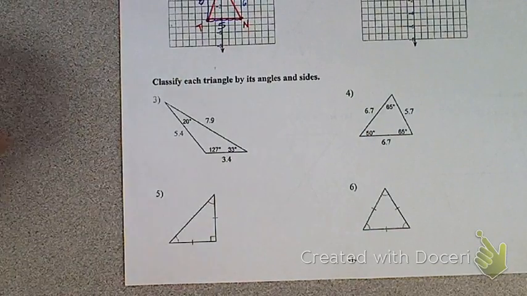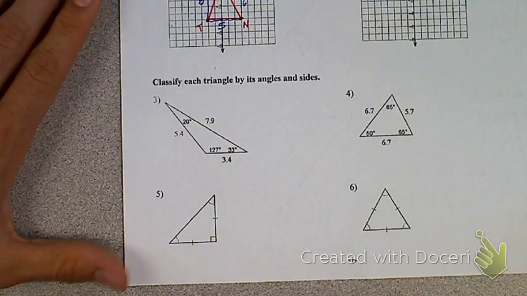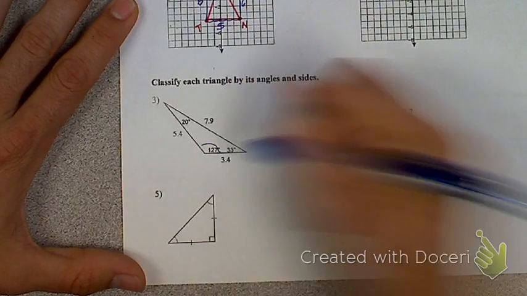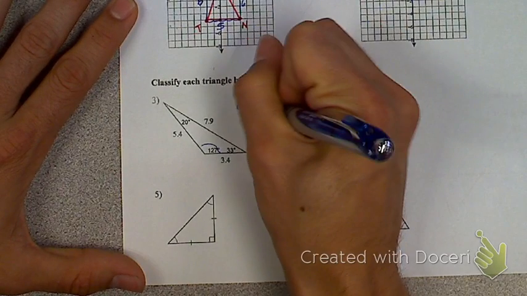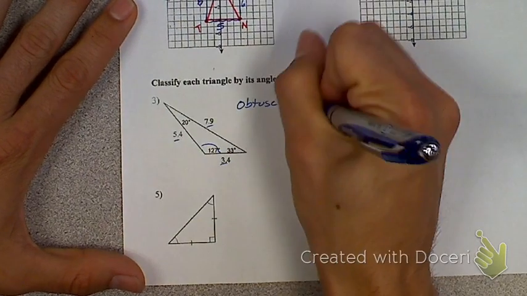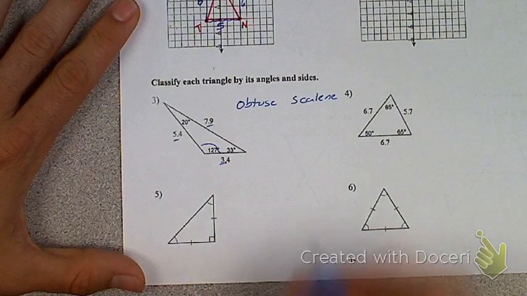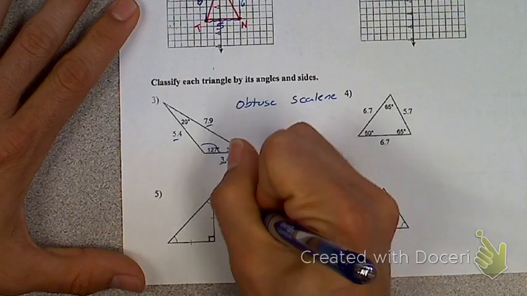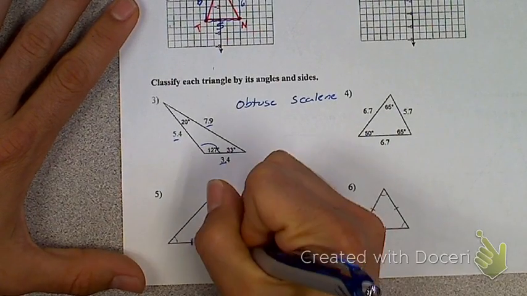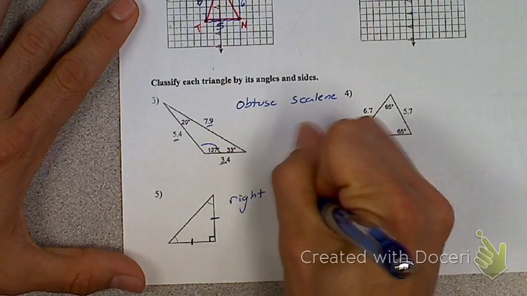We're going to do the same thing for 3 through 6, except we don't need to solve for anything. It's already given to us. So we can see that this angle is larger than 90, which is going to make it obtuse. And since all the sides don't match, it is scalene. Now for number 5, I have this box here, which means it's a right angle, so we're going to say it's a right. 2 dashes here mean these 2 sides are the same, so 2 sides means it is isosceles.